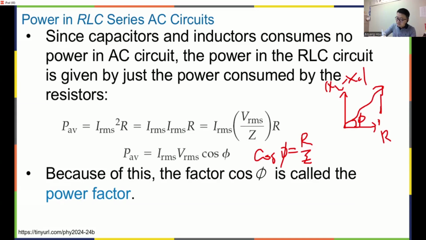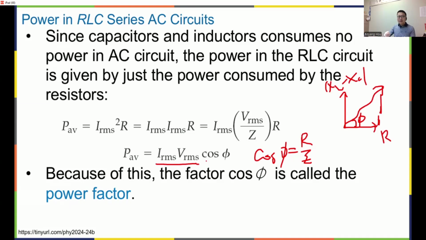So then it's actually referring to this. Okay, so the ratio R over Z is based on this triangle here. That's called the power factor. So that's the amount of power consumed in the circuit, percentage wise. This is compared to what you would normally have consumed.